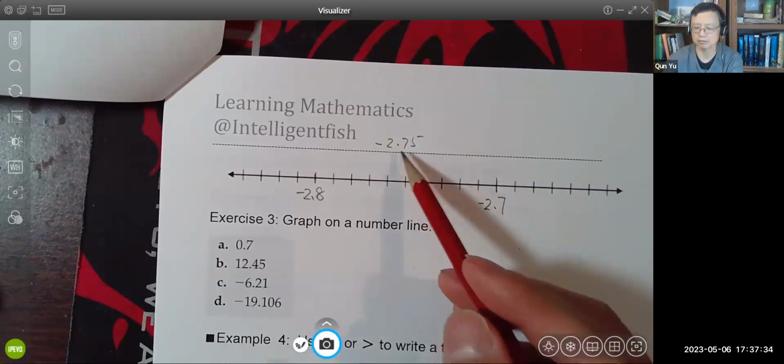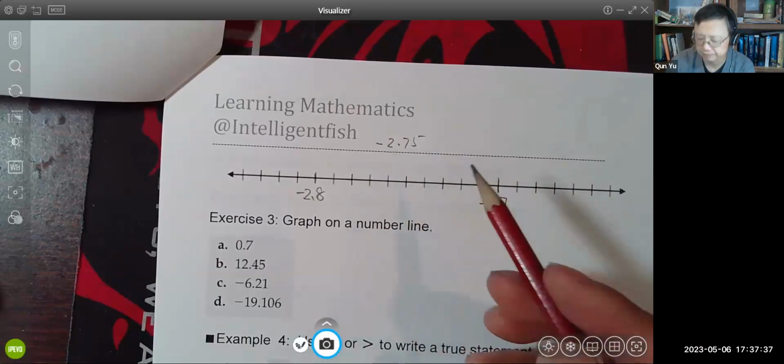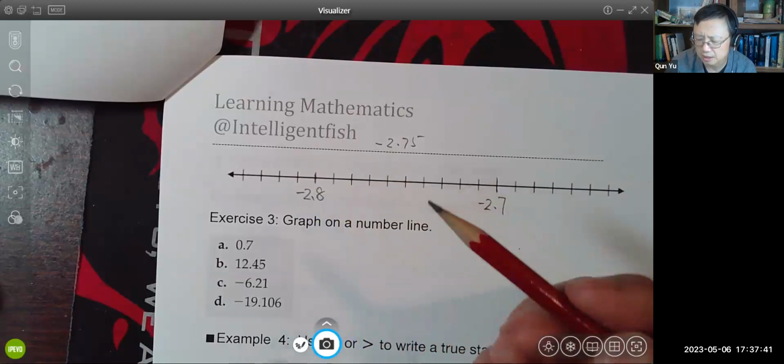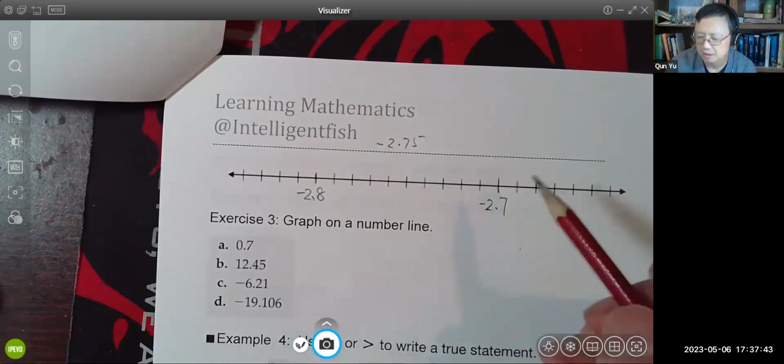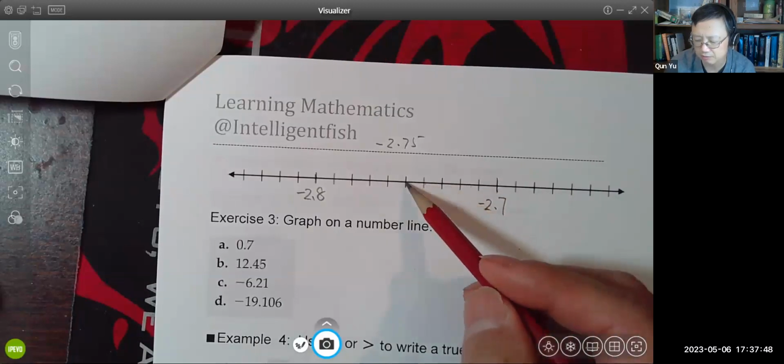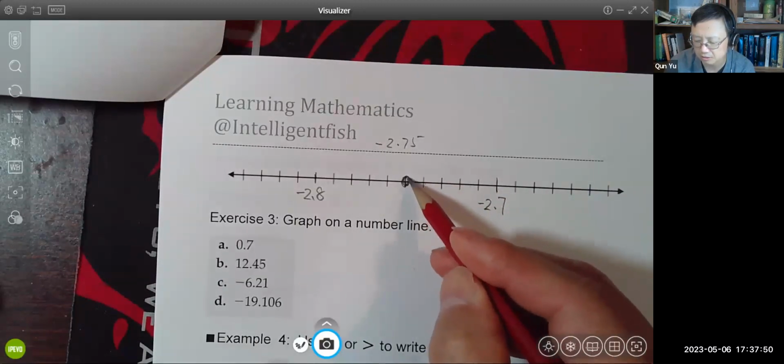Now this is negative 2.75. It's in between. So this is negative 2.7, 2.71, 72, 73, 74, 75. So this is our graph.